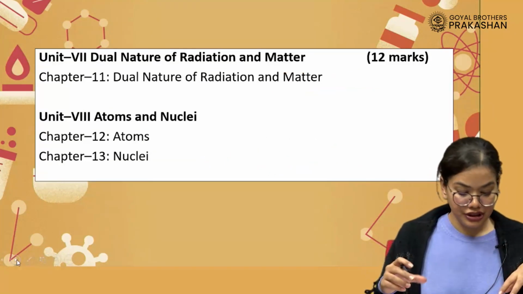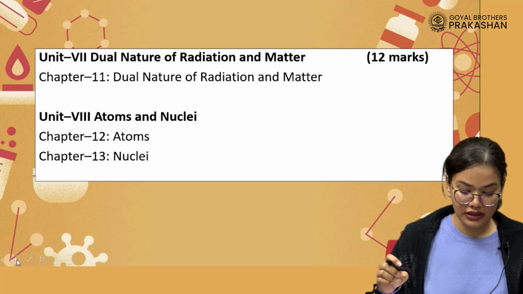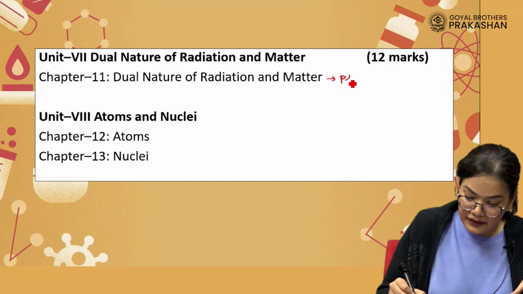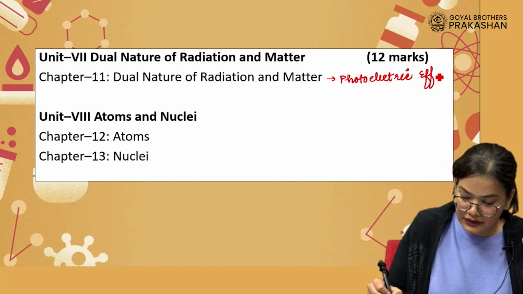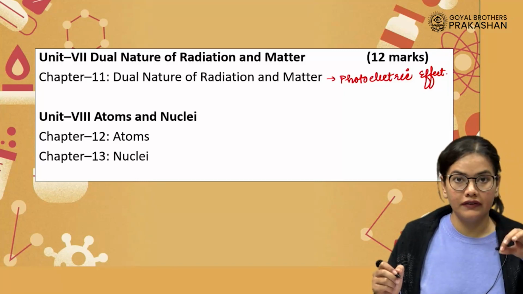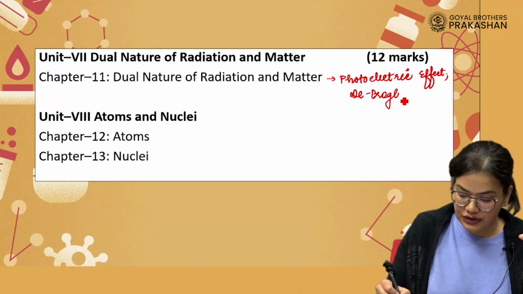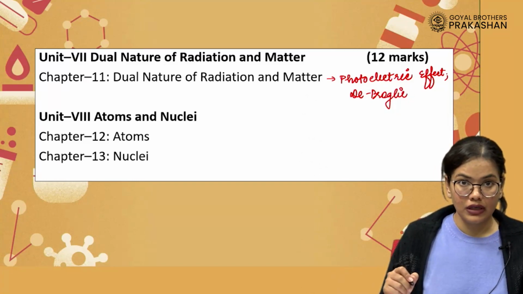Then the other units, unit 7 and unit 8. Unit 7 is the dual nature of radiation and matter, chapter 11. In this, a very detailed understanding of the photoelectric effect is important. And the particle nature, de Broglie wavelength: you should only know the formula, the derivation is deleted from the syllabus.